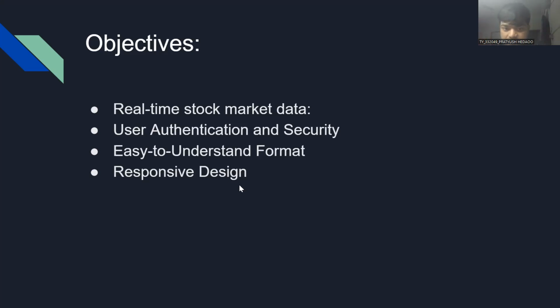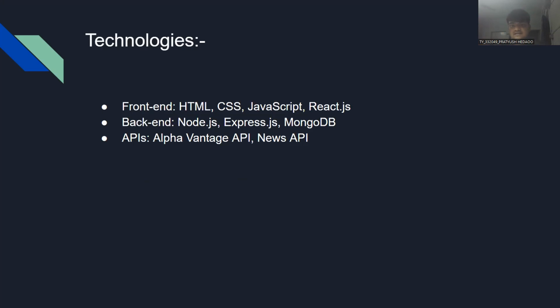Then a responsive design. We want a responsive design, hence we are going with React.js, which is a good way to have a responsive design. The technologies, as mentioned, are HTML, CSS, JavaScript, and React.js. React.js will be used for the front end along with HTML and CSS, and React.js is a library of JavaScript.